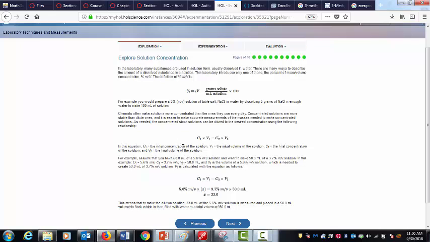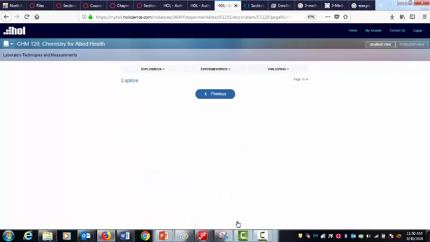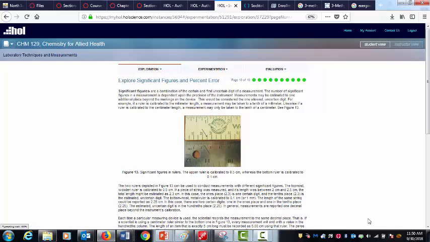So we haven't gone over concentration too much in class. We really haven't gone over it at all yet, but we will. And as long as you know that C1 is your concentrated concentration, and C2 is your diluted concentration, and V1 is the volume of that concentrated solution, V2 is your new volume of the dilute solution, you should be good. And if you have any question about what is what, I'm happy to answer that by email.